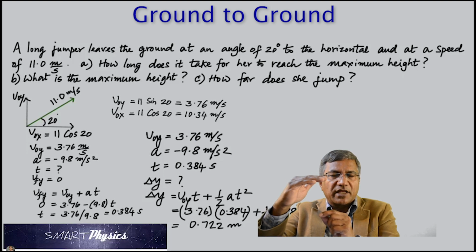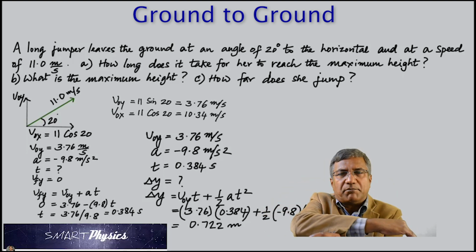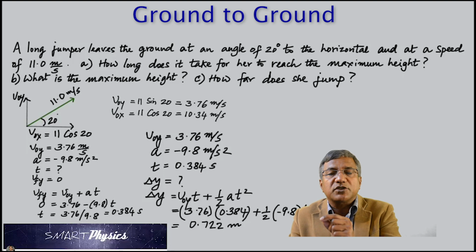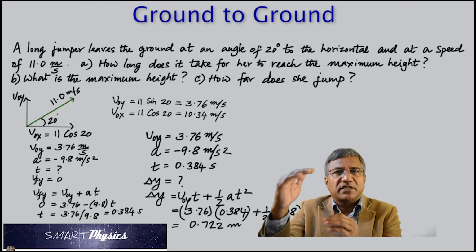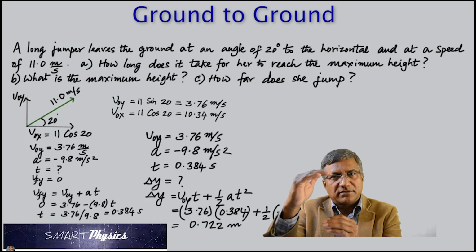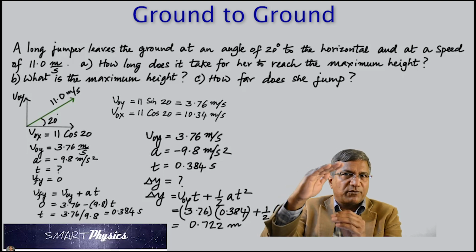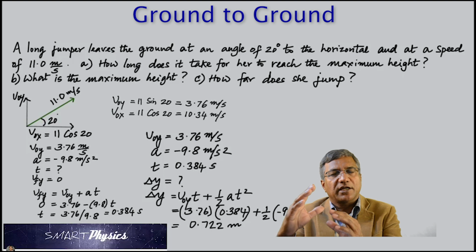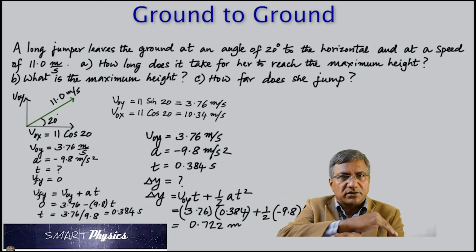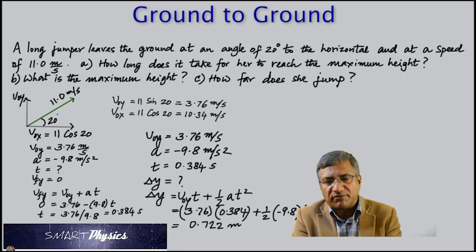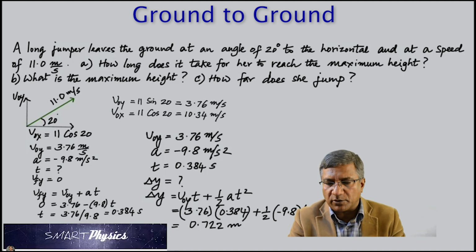It'll take that much more time to come back to the ground, so we have to take double the time that it takes her to reach the maximum height, because this is just halfway. You double that time, and that'll be the total time it takes for her to go from ground to ground. Multiply that time with 10.34, and that'll be the answer.